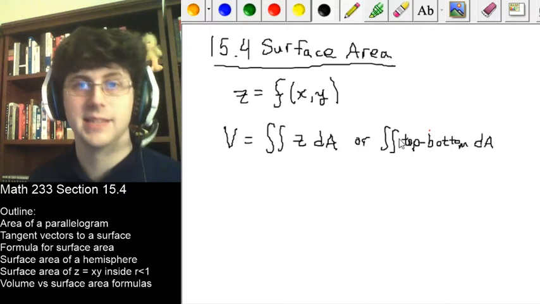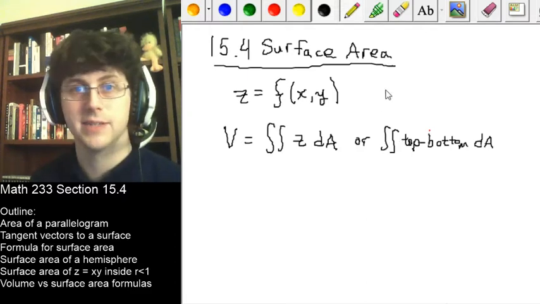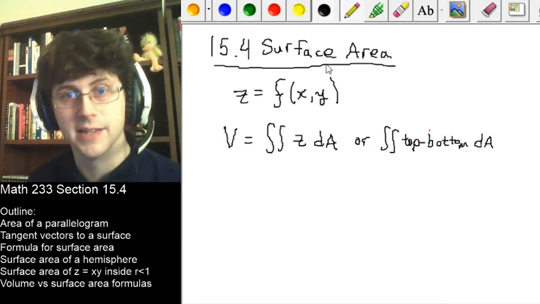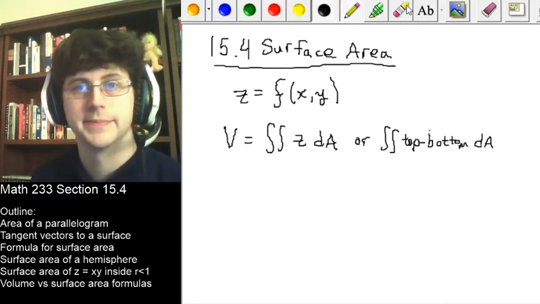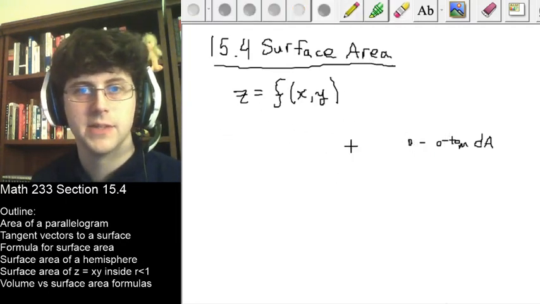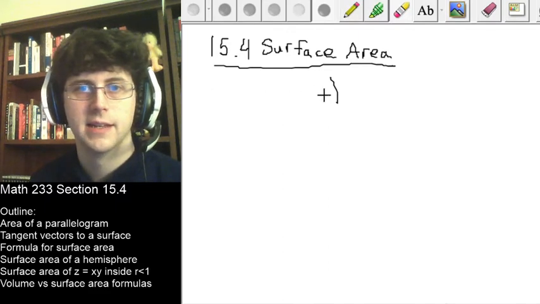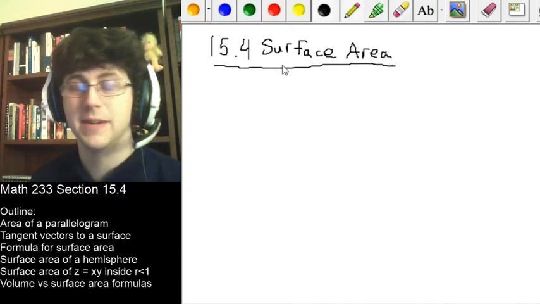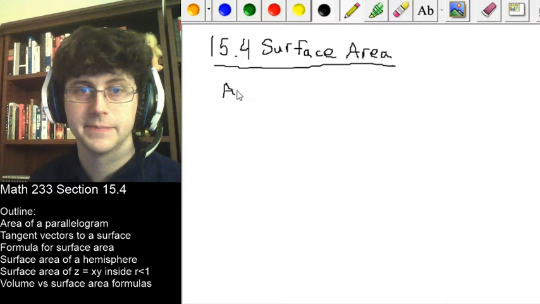Today, the new thing is we need to figure out, well, what is the formula going to be for the surface area, as opposed to the volume? Okay, so to do that, we have to recall a bunch of things. First thing is we have to remember how to find the area of a parallelogram.